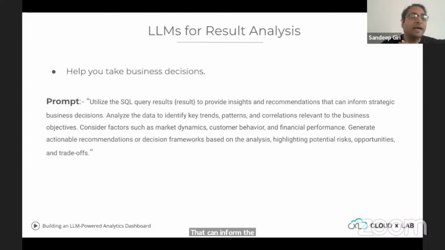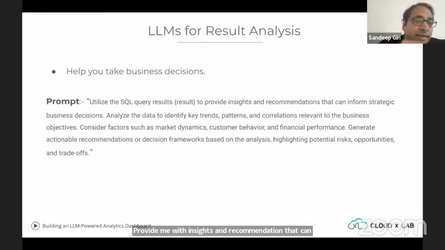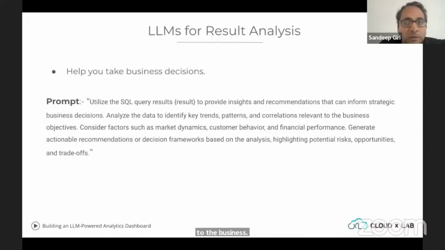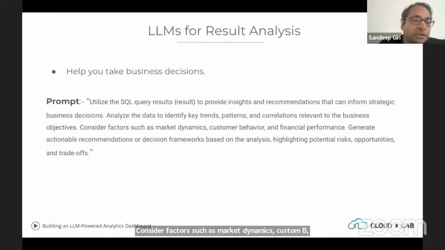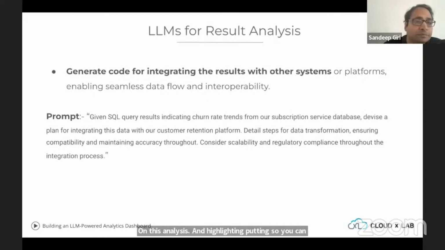So what we can ask ChatGPT to do for us is we can say, here are my results. Provide me with insights and recommendations that can inform a strategic business decision. Analyze the data to identify key trends, patterns, and correlations relevant to the business. Consider factors such as market dynamics, customer behavior, and financial performance, and generate actionable recommendations or decision frameworks based on this analysis. So you can basically ask it to do it, okay? And it would give you better results, okay?